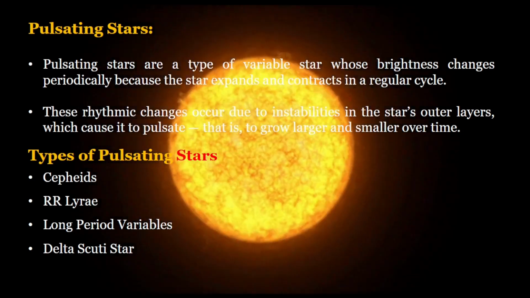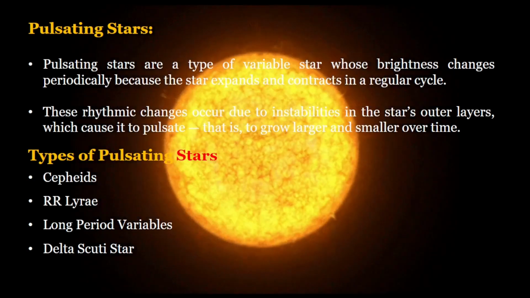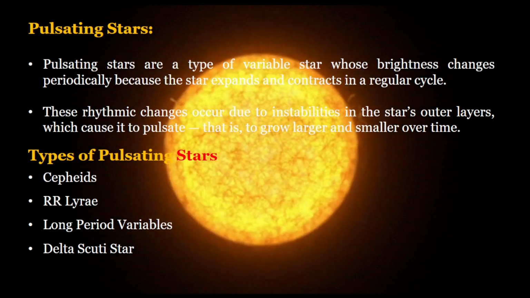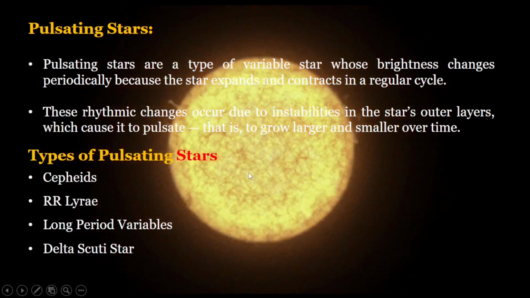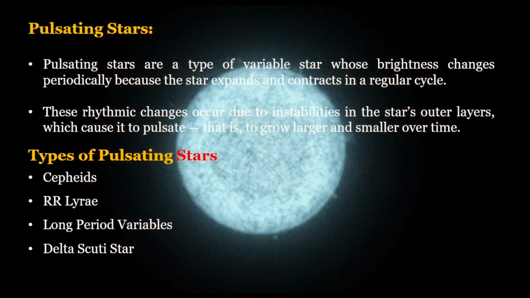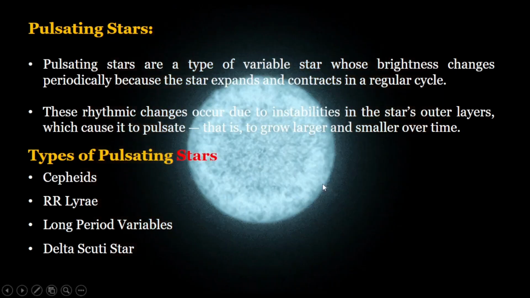These rhythmic changes occur due to instabilities in the star's outer layers, which cause it to pulsate, so that it grows larger and smaller over time. Observe that when it grows larger, it becomes red, with less energy. Remember the electromagnetic spectrum: bluer is more energy, redder is less energy. So when it contracts, you can see from the picture there, it becomes blue. When it expands, it becomes red.